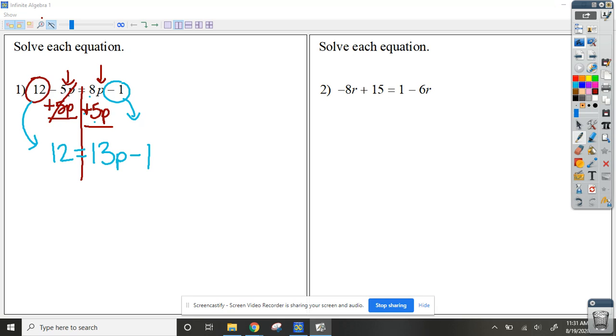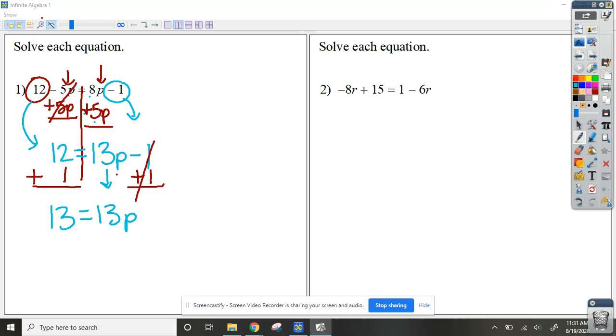So my variable is here on the right side. I need to cancel the 13 and the minus 1. We always want to eliminate subtraction first. So let's add 1, which will cancel here. But I need to go to the other side of the equal sign and add 1. 12 plus 1 is 13. I'm going to bring down my equal sign. I still have to bring down 13p.